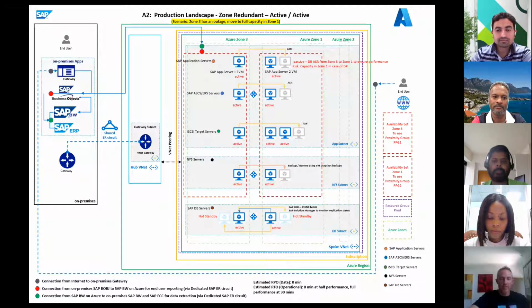So maybe at a later stage we can actually look at it when the VMs do become available in SA West, South Africa West region, which is our pair region.